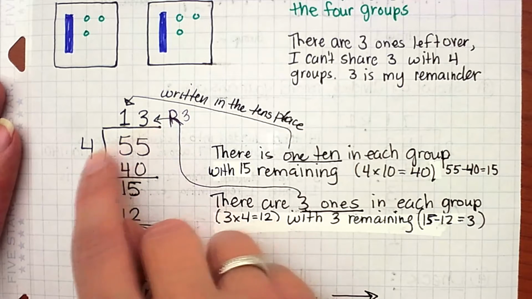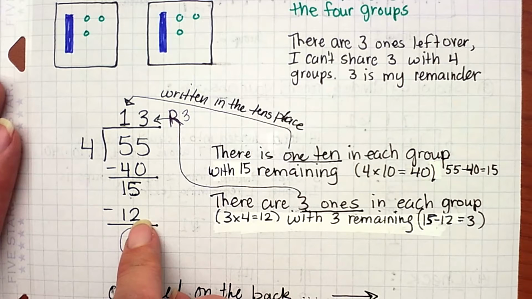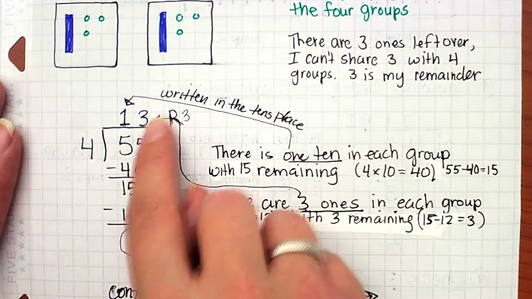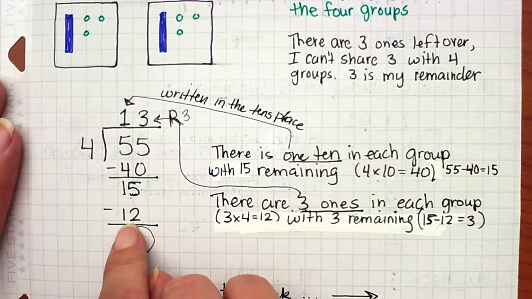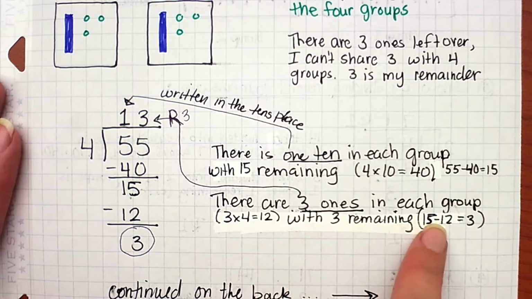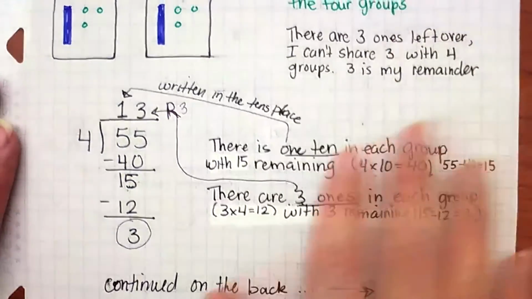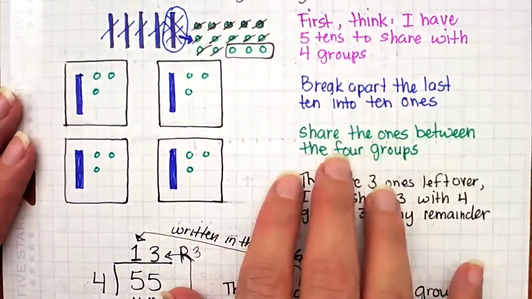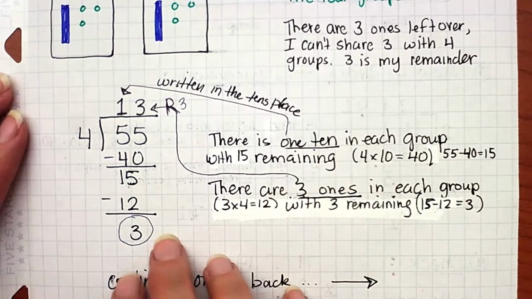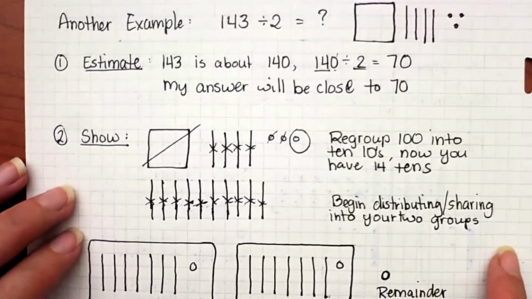Well, I know there's 3 groups of 4 in 12. And like we said before, 4 groups of 4 is 16, and that's too far. So I'm going to stick with 3. Now that 3 is in the ones place because we're just doing 4 times 3 over here. 4 times 3 is 12. I subtract it off, and I'm left with my remainder of 3. So there are 3 ones in each group with 3 remaining. So we were able to share using place value blocks. We were able to stack and divide by place value. And then we're going to go on to another example.